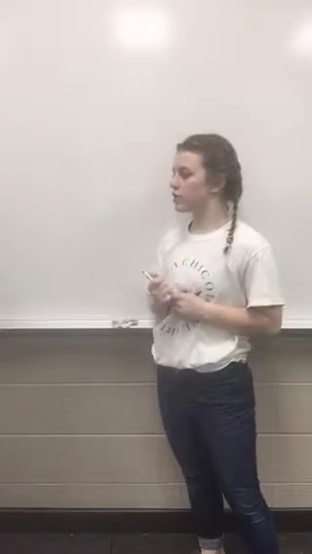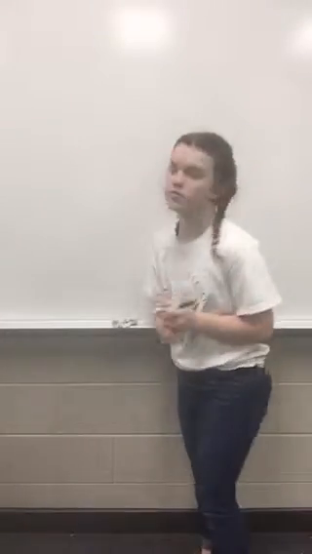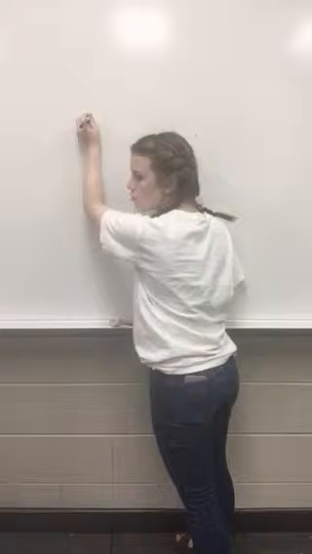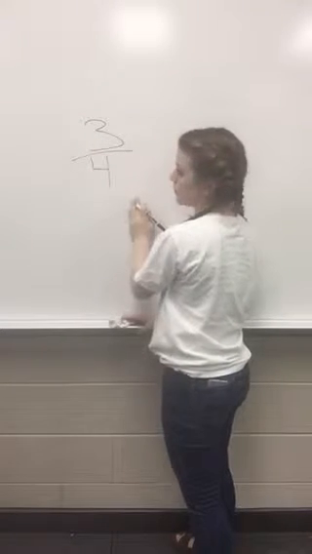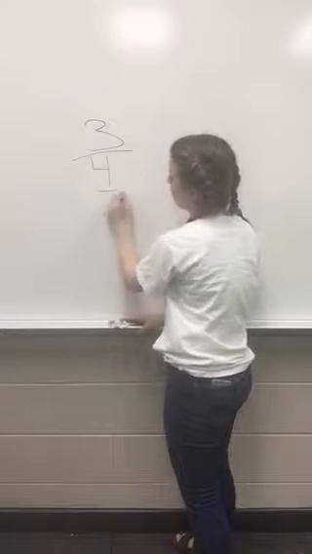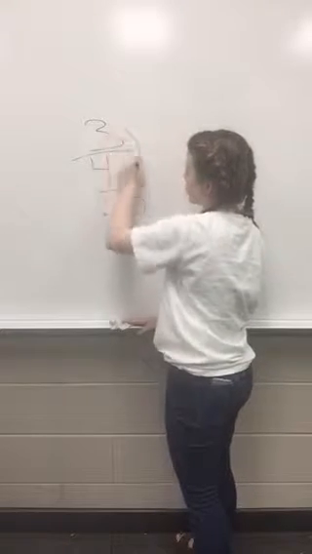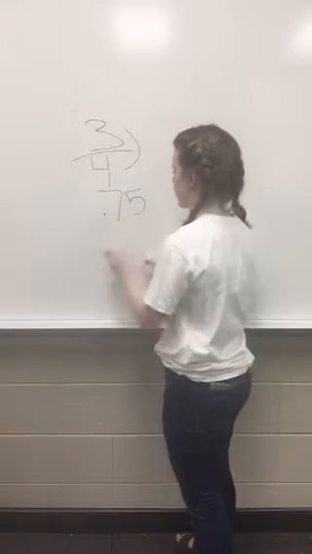Up next, we're going to do fractions to decimals. If, for example, 3 over 4 is equal to 0.75, because all you have to do is divide 3 by 4.